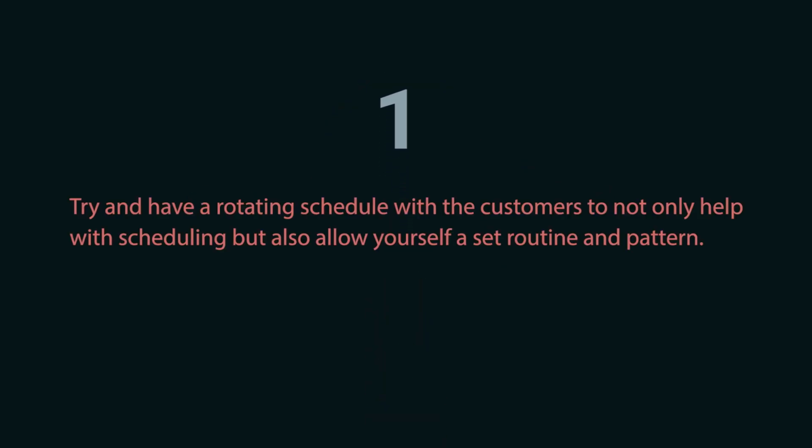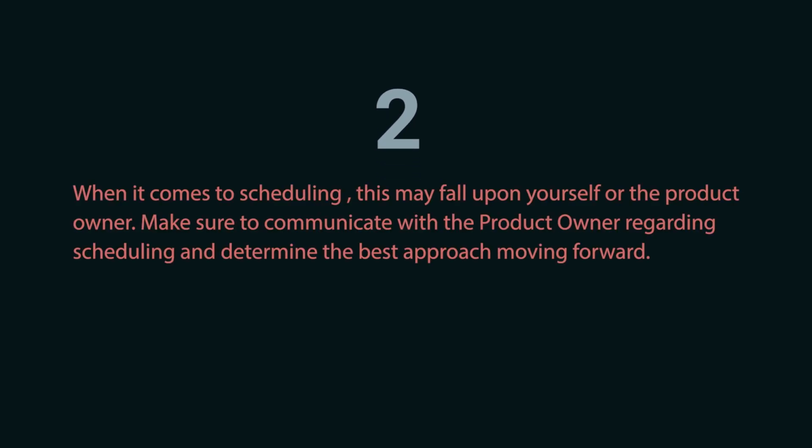Number 1. Try and have a rotating schedule with the customers to not only help with scheduling, but also allow yourself a set routine and pattern. Number 2. When it comes to scheduling, this may fall upon yourself or the product owner. Make sure to communicate with the product owner regarding scheduling and determining the best approach moving forward.